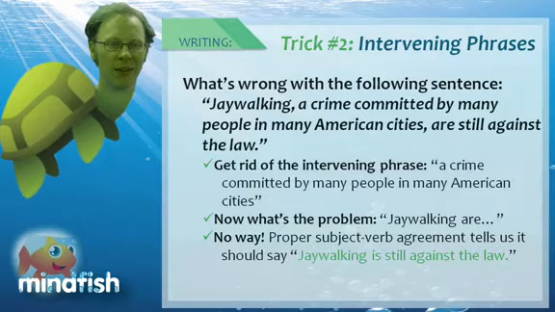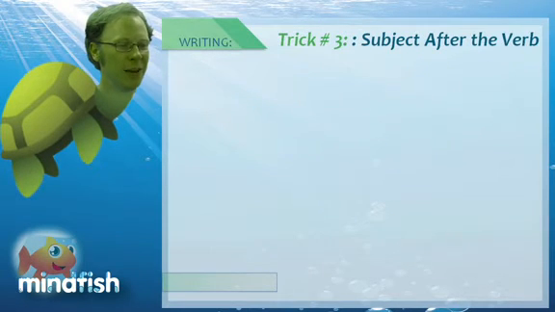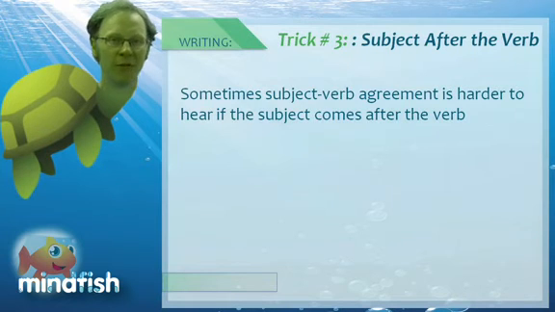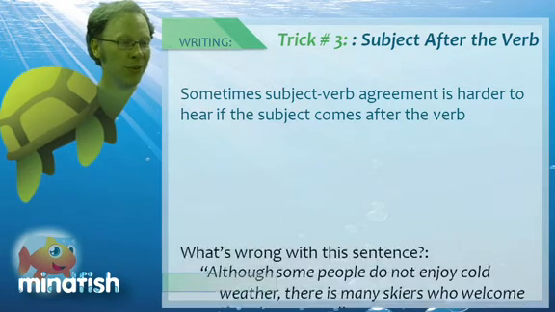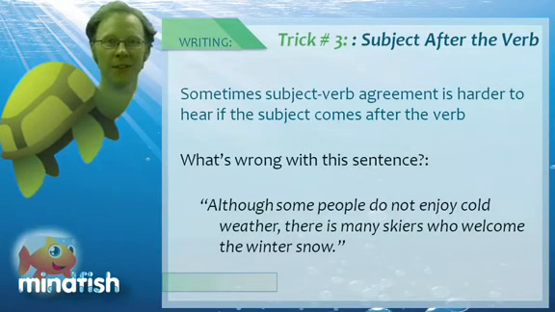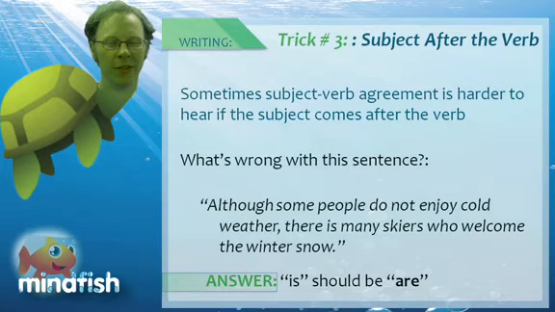I think so. The third trick that the test makers use to obscure subject-verb agreement places the subject after the verb in the sentence. Oftentimes this can make it harder to hear the relationship between the subject and the verb. For example, what's wrong with this sentence? "Although some people do not enjoy cold weather, there is many skiers who welcome the winter snow." Well, the subject of the sentence is skiers. Therefore, the verb is should be are. Skiers is plural, and the verb are is plural, and if we make that change, we're in good shape.